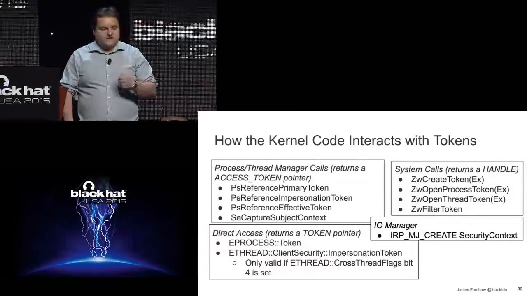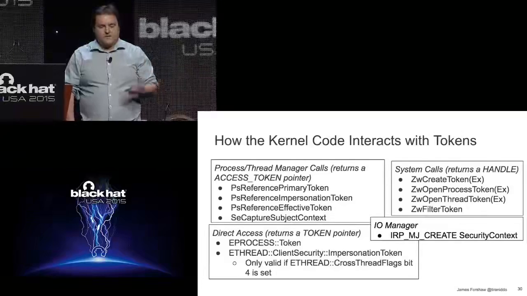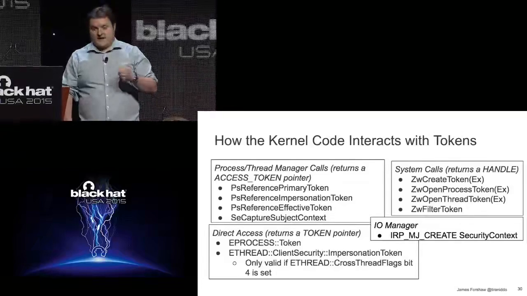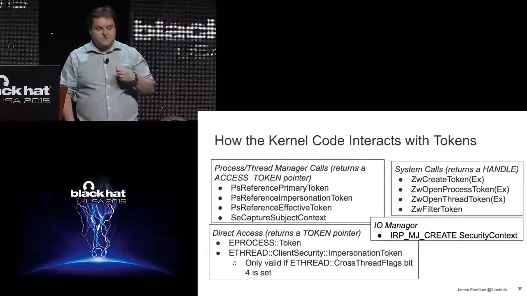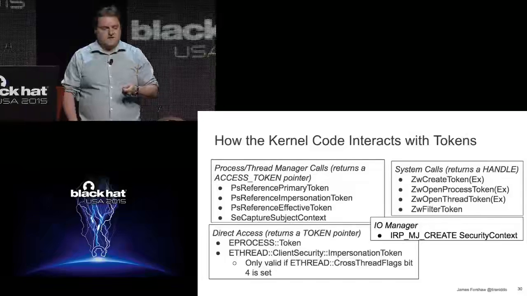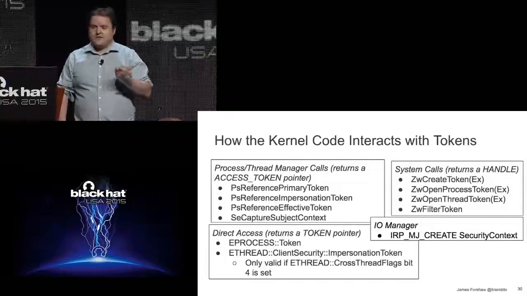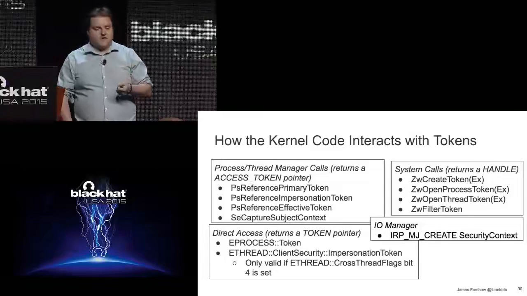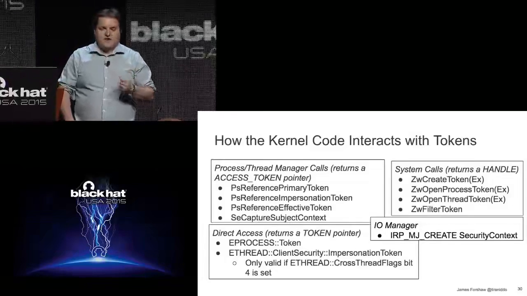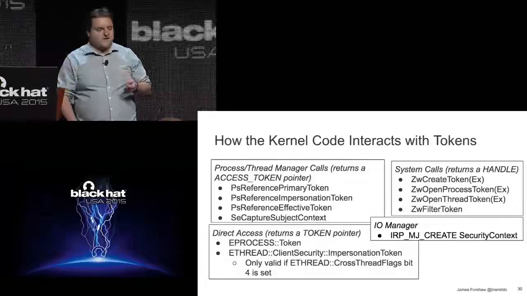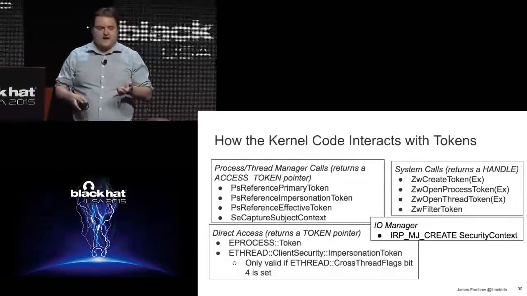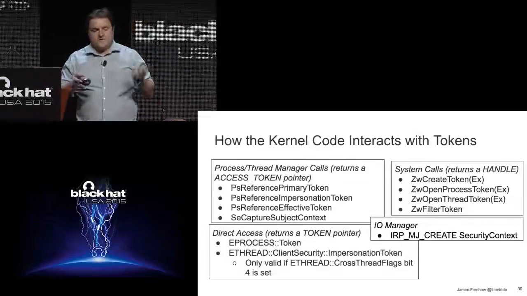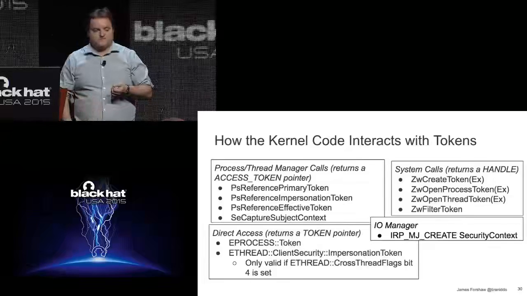There are various process and thread manager calls, such as reference primary token and reference impersonation token, and they take a pointer to the process or a pointer to a thread and return you that information. There are also system calls, which are supposed to be used from user mode but can be used from kernel mode if you like. And if you're the kernel itself, although it isn't recommended if you're a driver, you can just access the token data directly via its thread pointer or its process pointer.